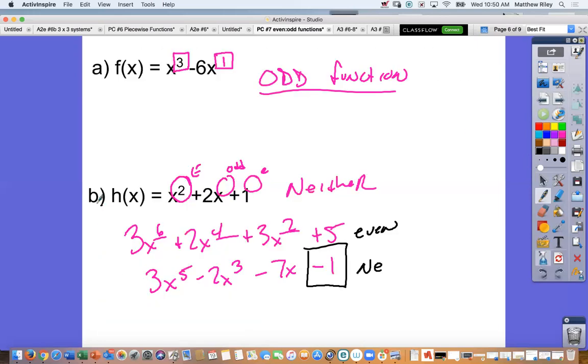Why is this one neither, this first B? Yeah, that one. Because if it's even, all exponents must be even. If it's odd, all exponents have to be odd. So that's an even number, and that's an odd number, so I could have stopped right there. Once I have one even and one odd, it's neither. I'm only looking at the exponents. Okay. All right?